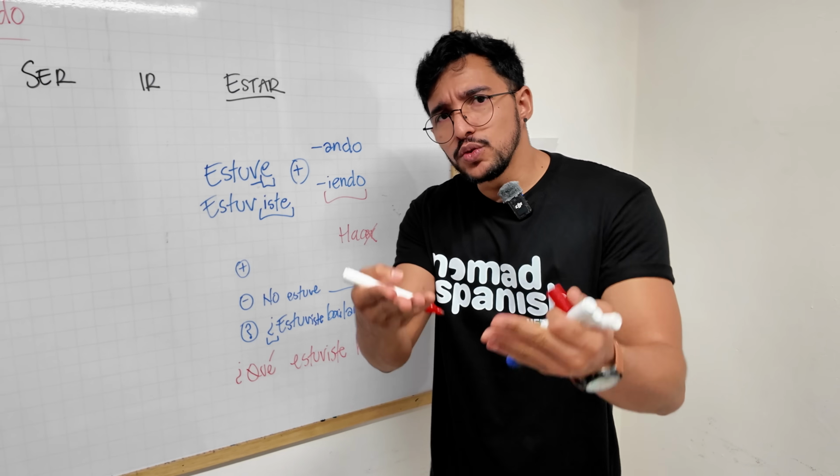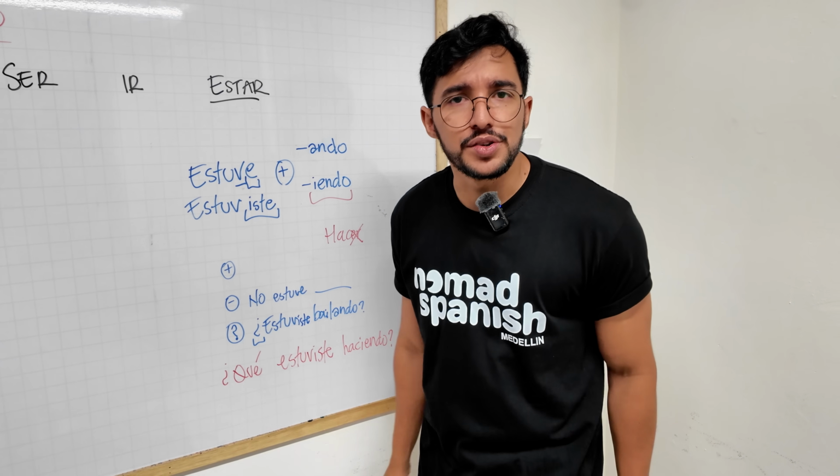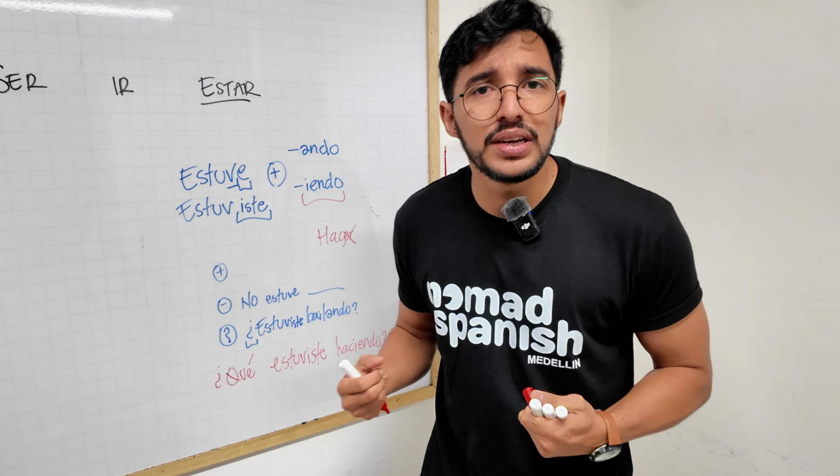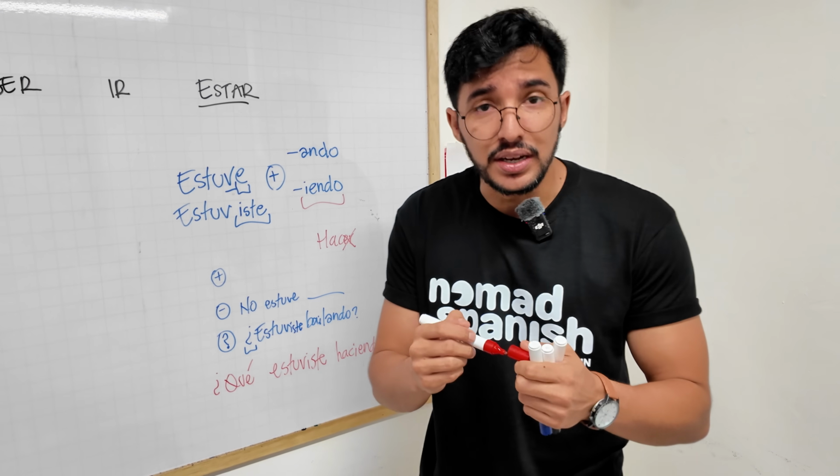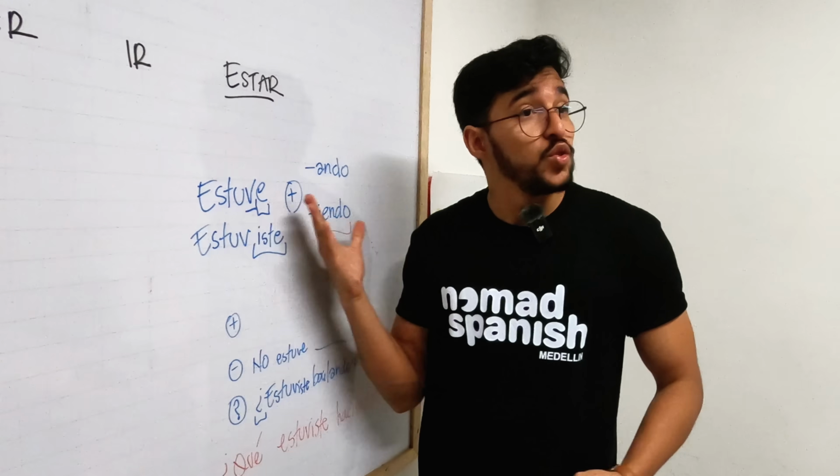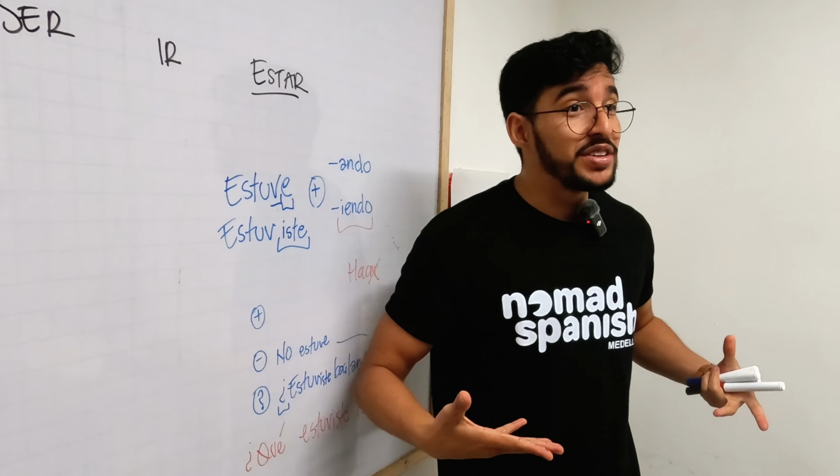Again, I don't know how to say what did you do, probably it's irregular, but I know how to say, ¿qué estuviste haciendo ayer? What were you doing yesterday? ¿Qué estuviste haciendo en Medellín? What were you doing in Medellín? And then your answer is, estuve aprendiendo español con Medellín Spanish.